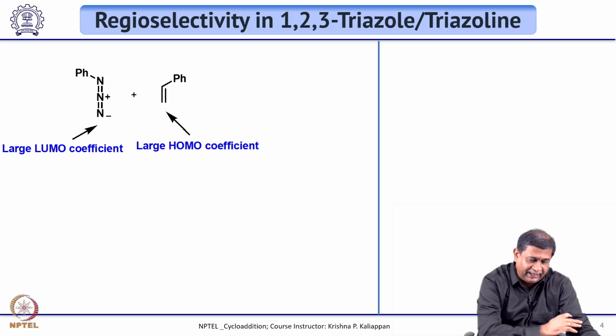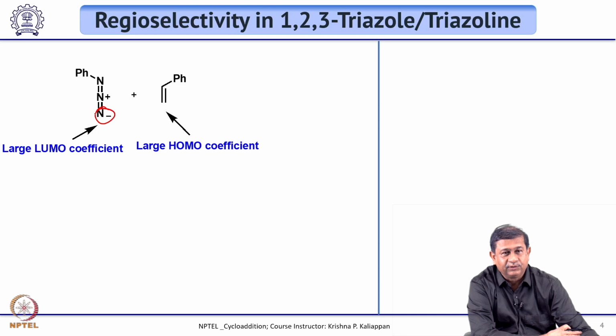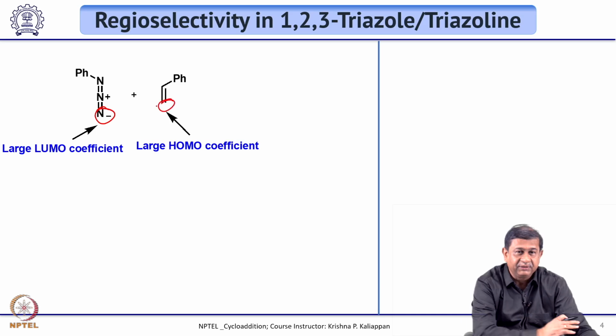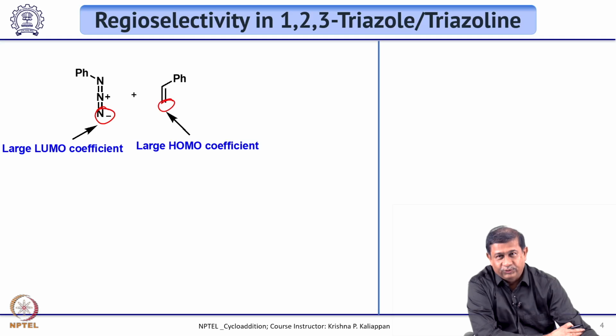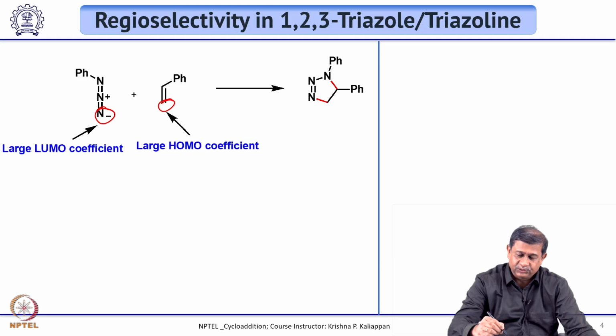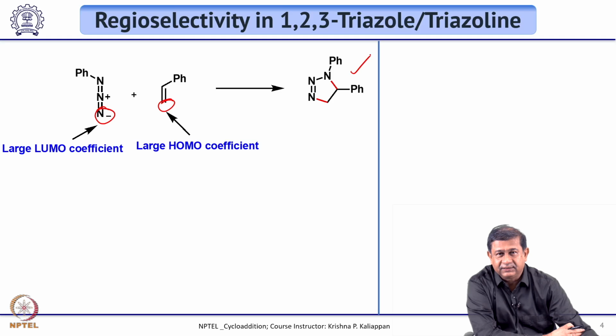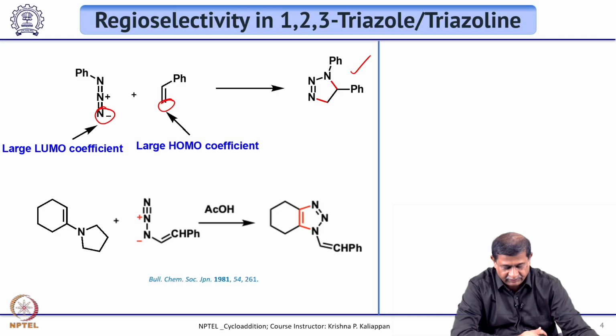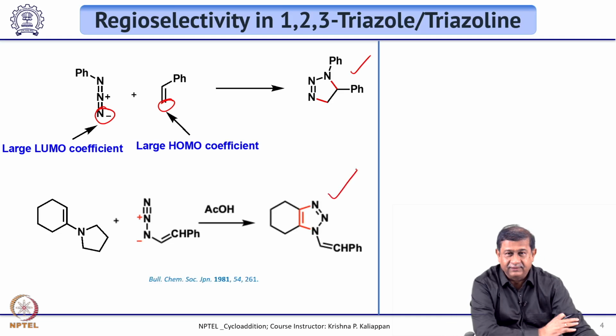So when you look at this azide, you can see here the terminal nitrogen has a large LUMO coefficient, whereas if you take alkene, this terminal alkene carbon has a large HOMO coefficient. So this is what actually determines the regiochemical outcome of this 1,3-dipolar cycloaddition reaction. So that's why you predominantly get the 1,5-disubstituted 1,2,3-triazoline.